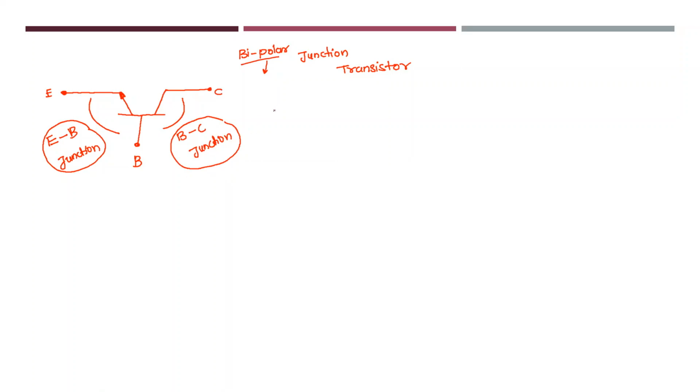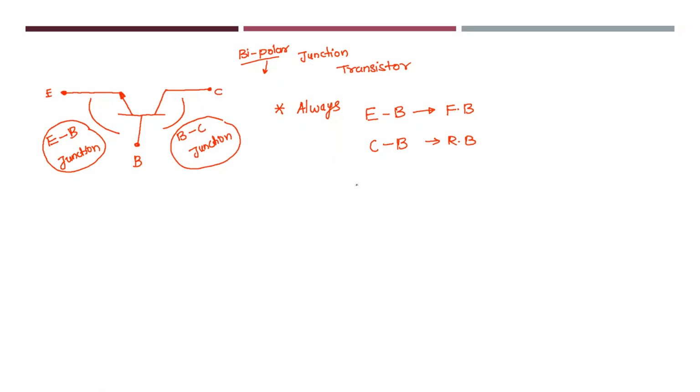Now the most important thing here to remember is that a transistor works in emitter base and base collector junction with a condition that emitter base should always be forward bias, and collector base should always be reverse biased. Emitter base junction should always be forward bias. Collector base junction should be always reverse bias.